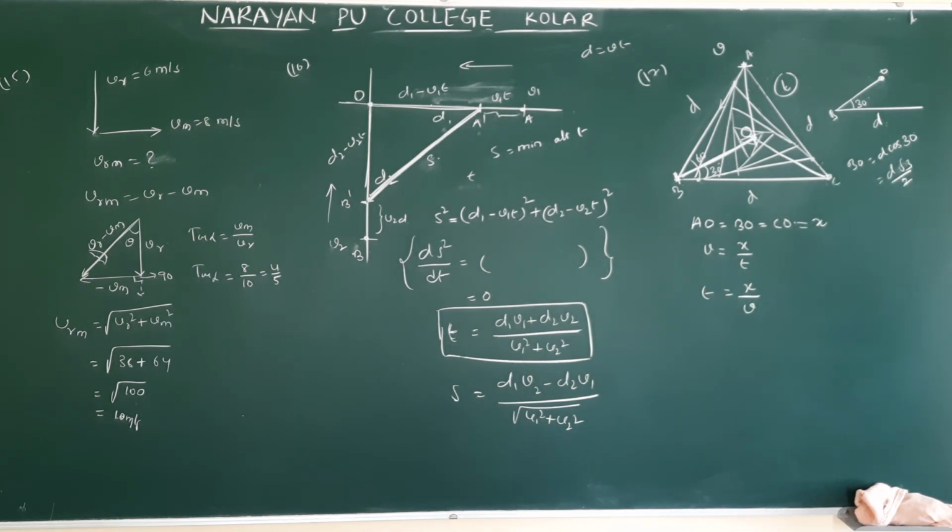Am I correct? What did you get? Root 3 by 2 we got? They have given 3 by root 2 times... b plus b cos 30. Cos 60 they have taken.